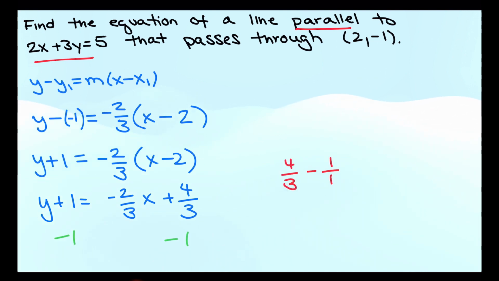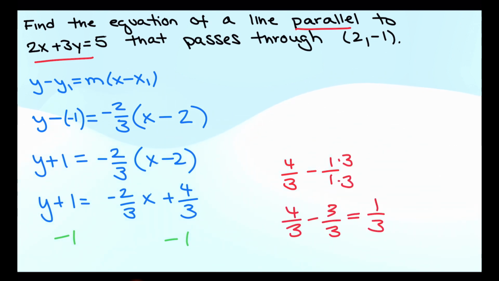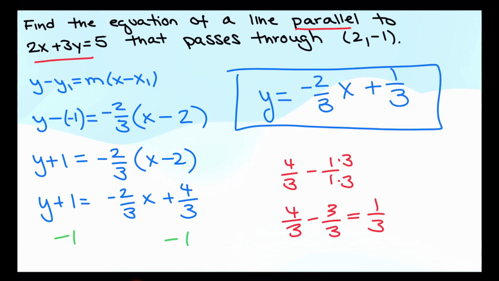Finally, solving for y, I'm going to subtract 1 from both sides. 4/3 minus 1/1. I need a common denominator, so that becomes 4/3 minus 3/3, or 1/3. All right, so final answer, y equals negative 2/3 x plus 1/3.